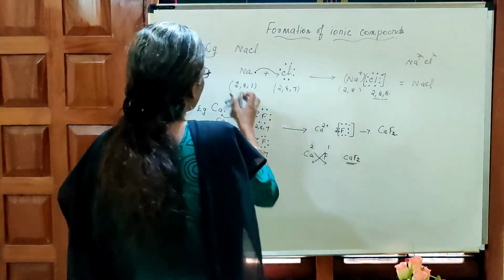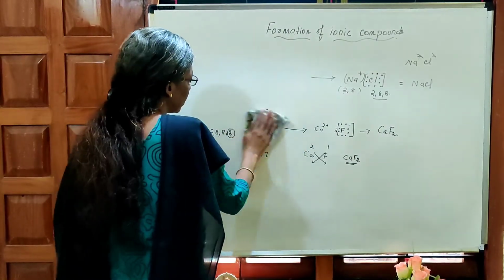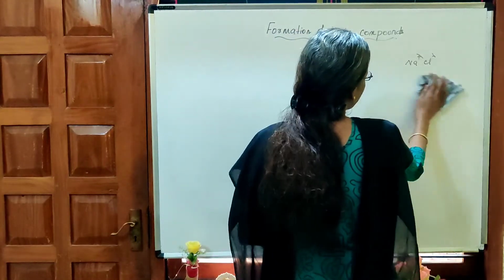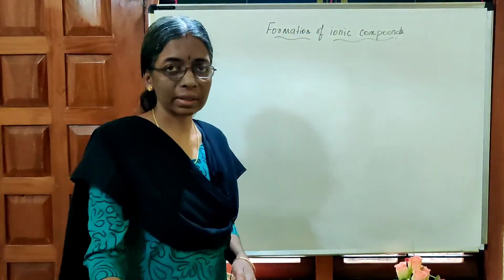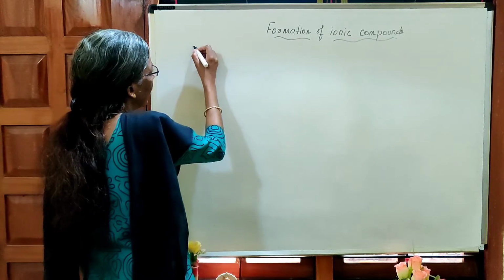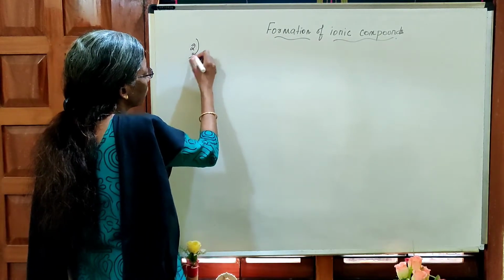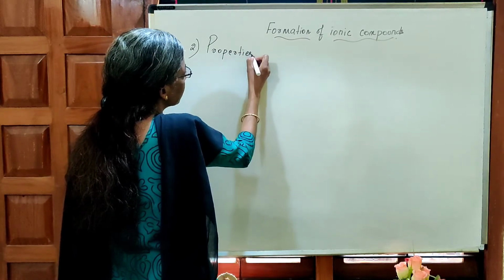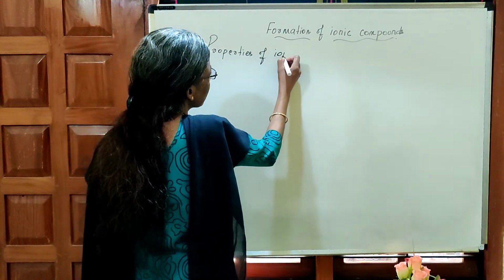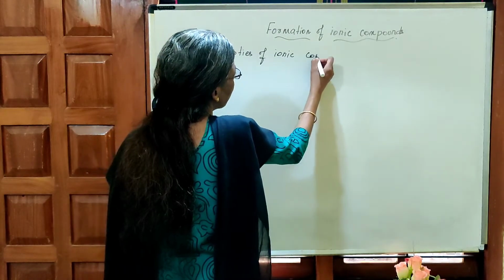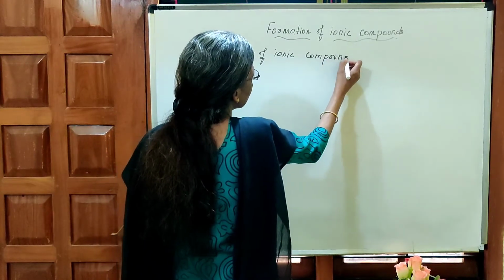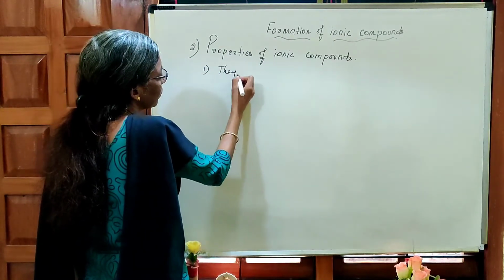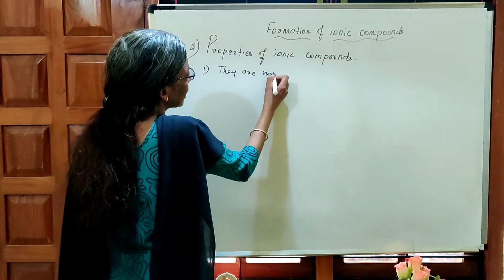Now let us see the properties of ionic compounds. There are different properties of ionic compounds. Let us discuss them now. Properties of ionic compounds. Number 1, they are non-directional.